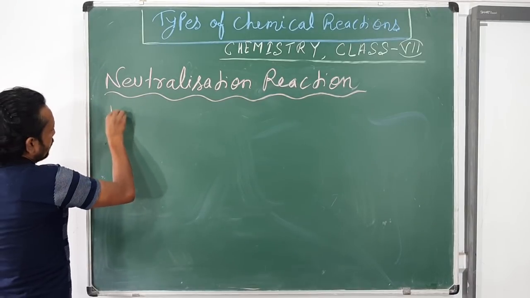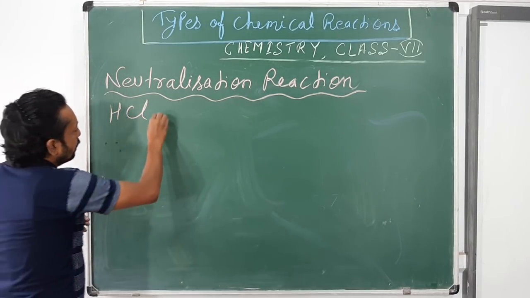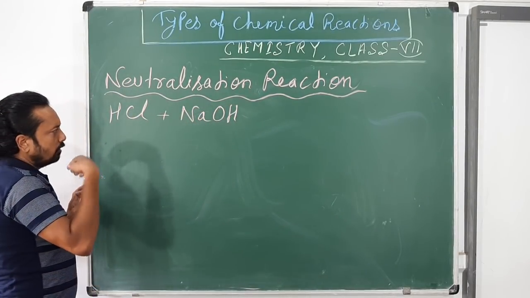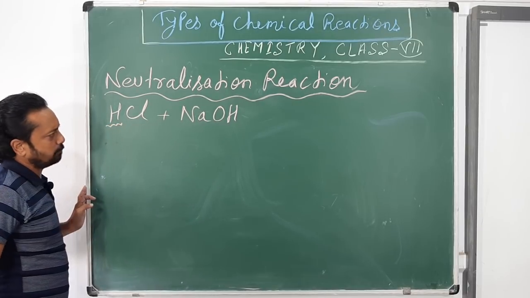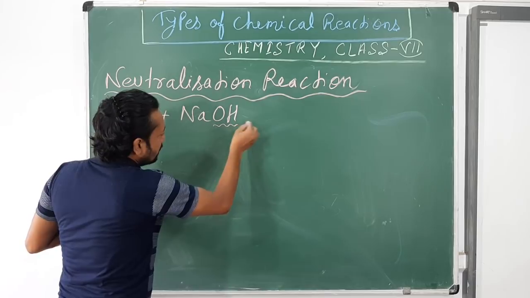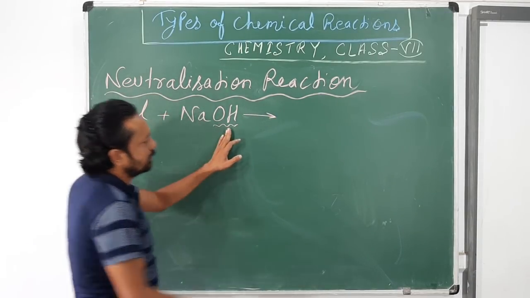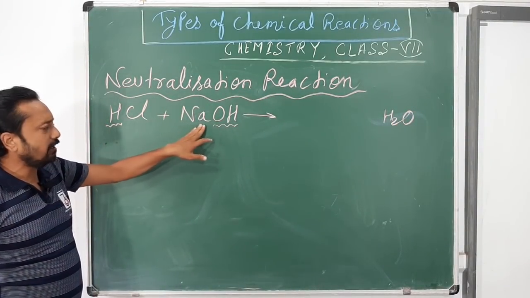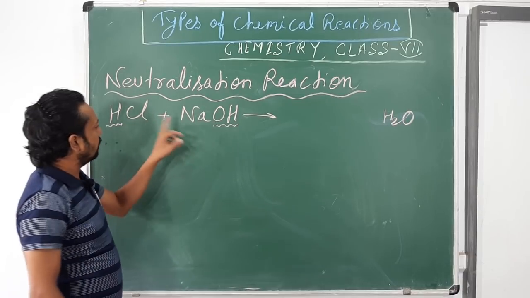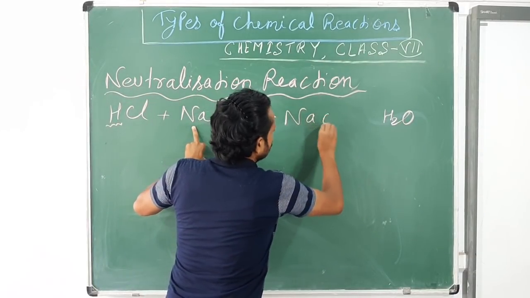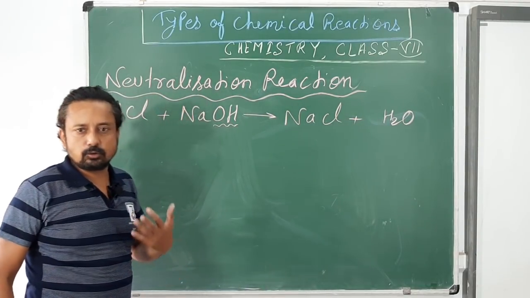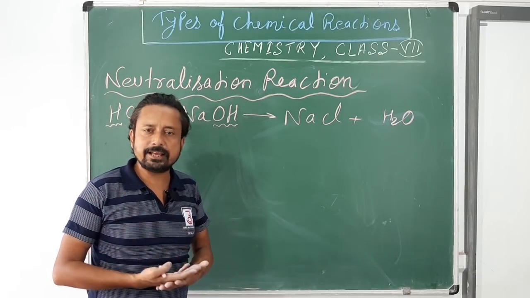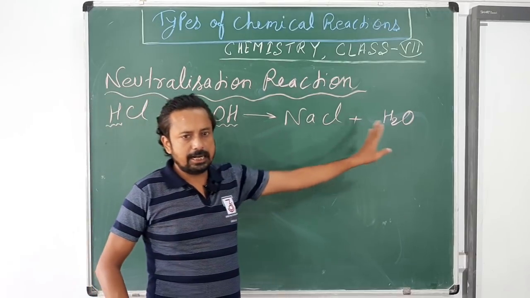For example, one acid, HCl, mixed with one strong base, sodium hydroxide, NaOH. So in the acid, the acidic character is due to its H+ ion and the basic character is due to its OH- ion. So these H+ and OH- both form water molecules, and the positive of the basic radical and the negative of the acid radical mix and form salt. So neutralization reactions are those chemical reactions in which one acid loses its acidic behavior, one base loses its basic behavior and form neutral salt and water.